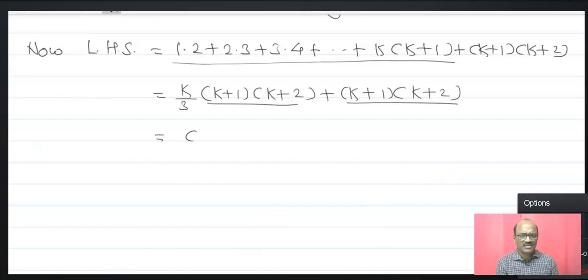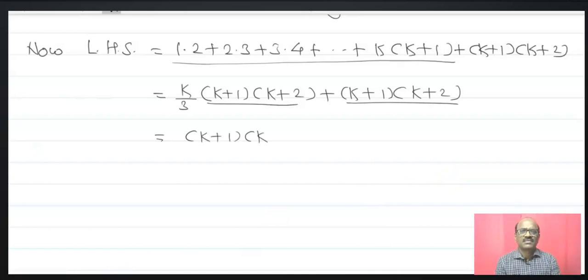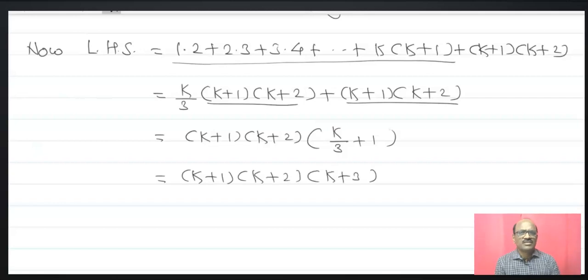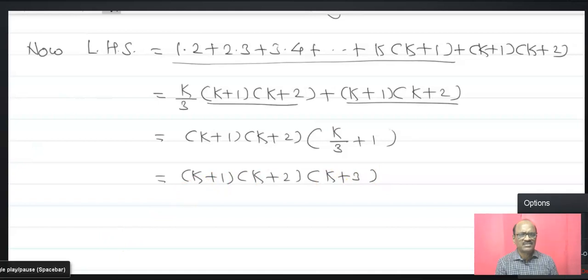Then you will get, that is k plus 1, k plus 2. We take the common, that is the k plus 1 and k plus 2 common here. Here is k plus 1 and k plus 2. Here is also k plus 1. If you take the k plus 1, k plus 2 common, then in bracket you will get k upon 3 plus 1 bracket complete. Now simplify this. That is k plus 1, k plus 2, k plus 3 whole divided by 3.